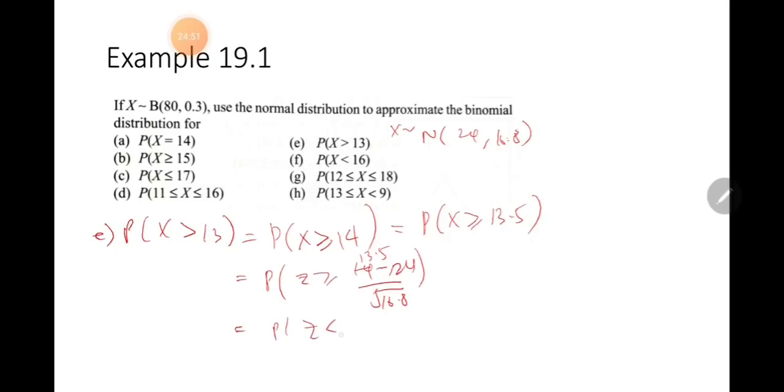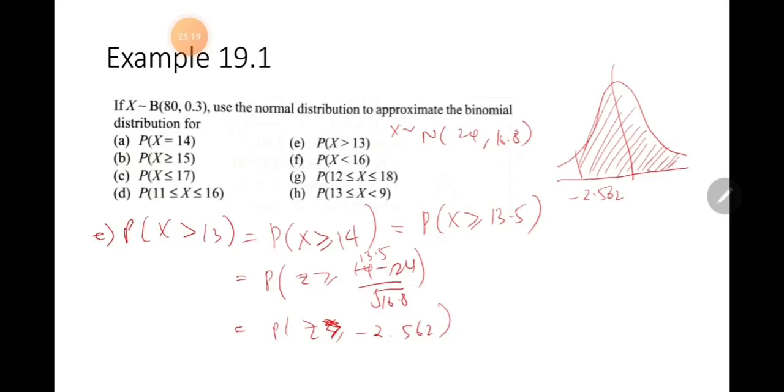So you will get P Z greater or equal than negative 2.562. Alright, so when you look at your standard normal, negative is on your left hand side, negative 2.562 is here, but you want Z to be greater than negative 2.562, which is the whole big area here. But in your statistical table, it gives you the small tail, okay? So this one will be equivalent to what? This is equivalent to 1 minus P Z less or equal than negative 2.562, right?